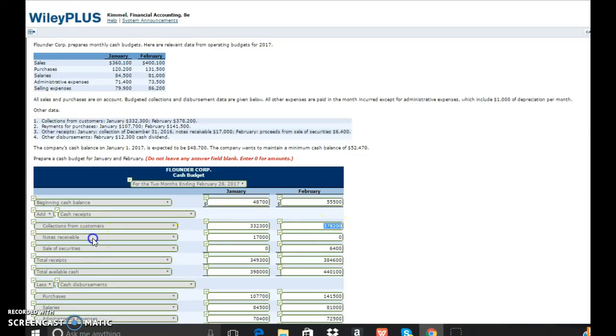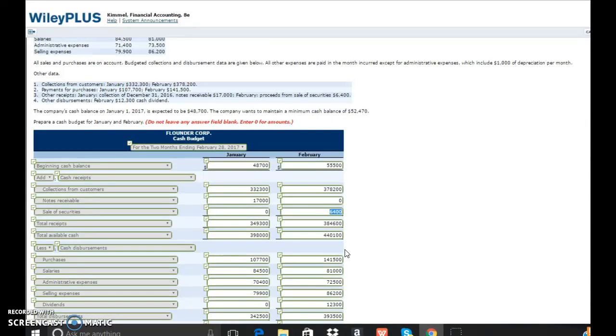Then we're going to do our notes receivable, which right here they said that in January there were $17,000 notes receivable, and it doesn't have anything for February, so we will enter 0 in there. And then in February, they said that there were sales of securities for $6,400. So we're going to enter that in for just February, for sales of securities of $6,400.